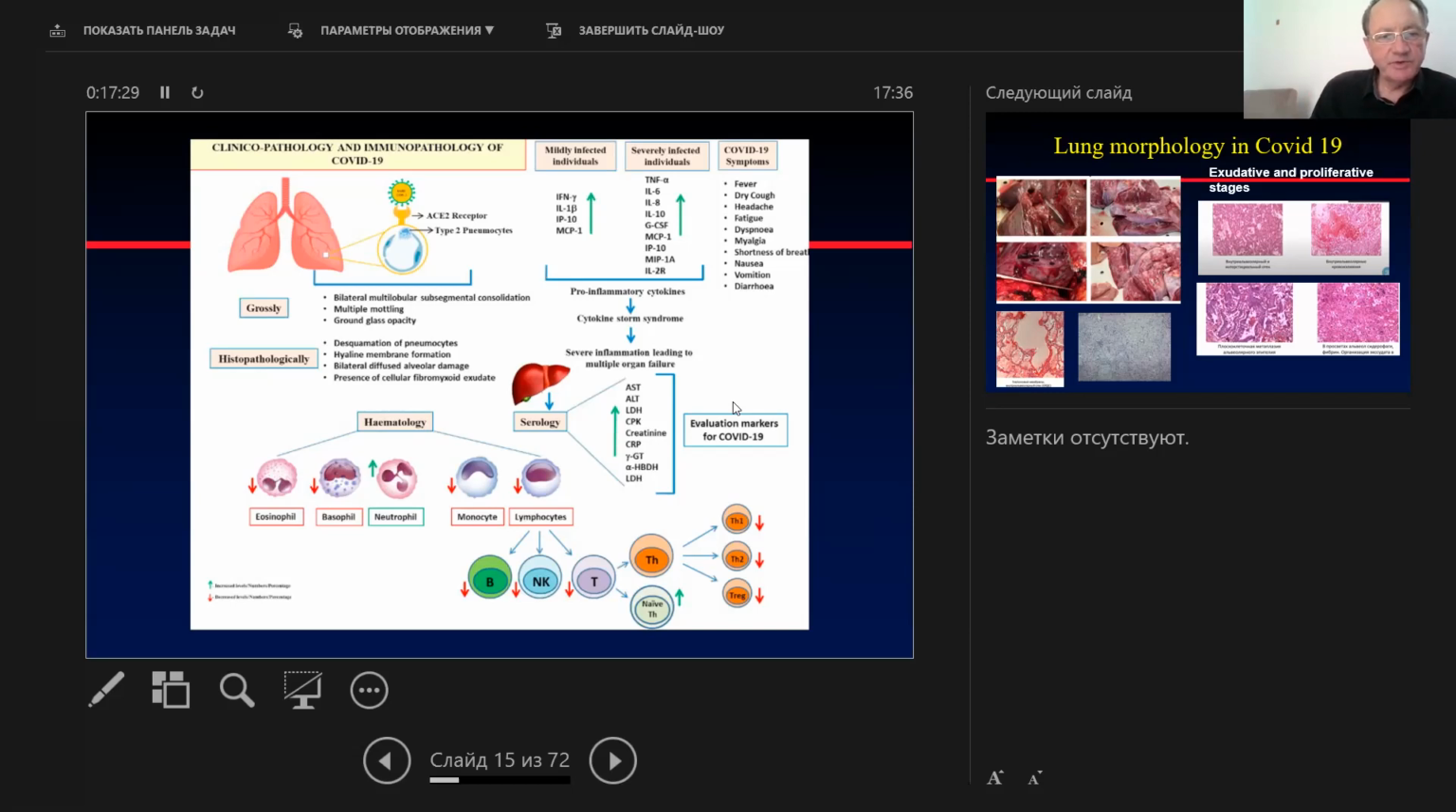In histopathology, in case of acute respiratory distress syndrome, we can see the formation of syncytial pneumocytes, hyaline membrane formation, bilateral diffuse alveolar damage. On X-ray, it's ground glass opacity, multiple bilateral subpleural infiltrates, consolidation.